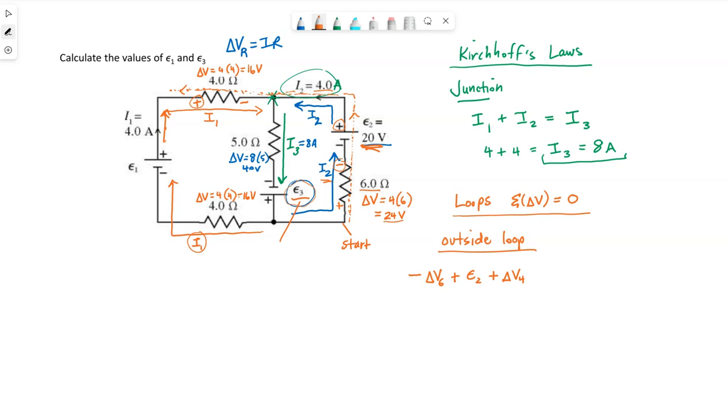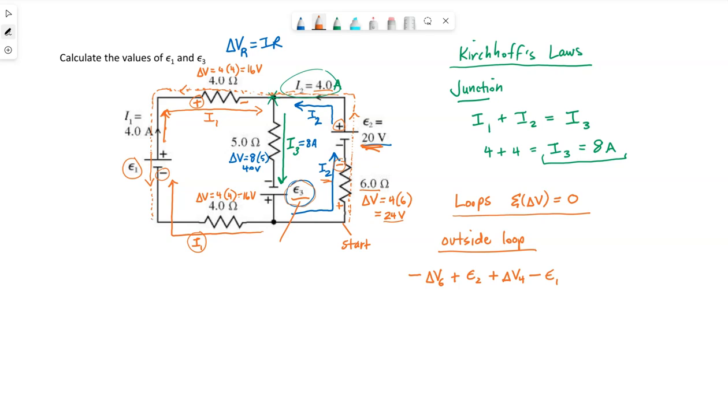Around my path, the next actual element I pass is this battery. My path is taking me towards the low end of that battery, so I'm going to see a decrease, a drop in that EMF 1. But again, I got to get back to where I started. So my path, I need to keep coming down.